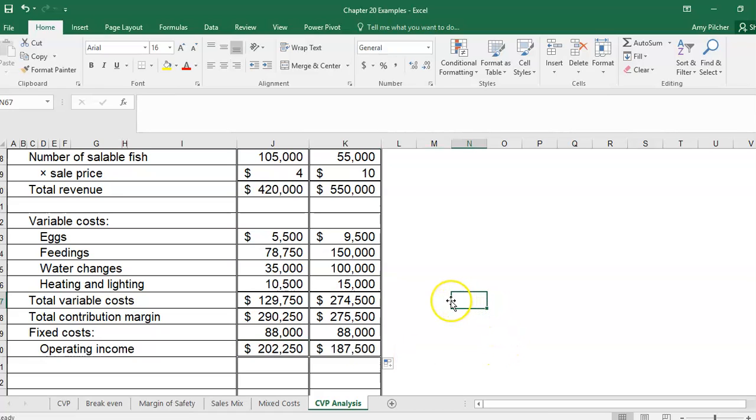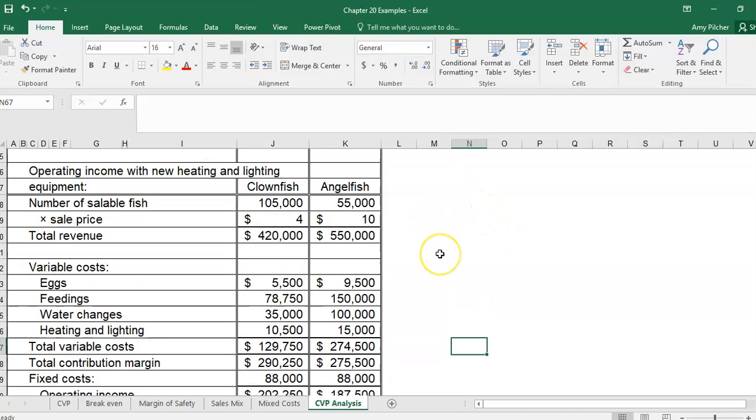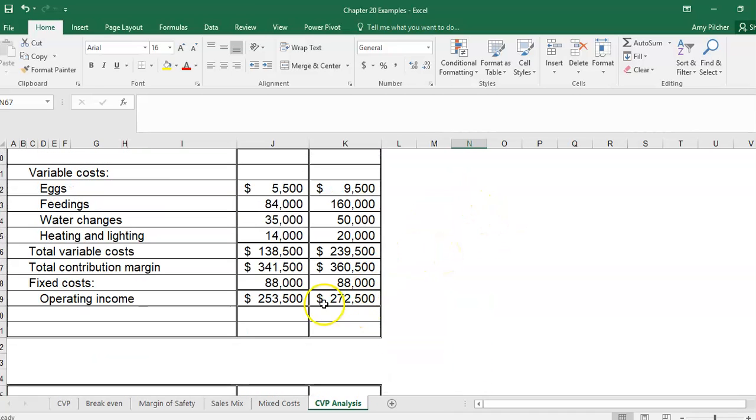Okay. So looking at these different alternatives for an $8,000 investment, we can see that we can make this $8,000 investment in the water filtration system and raise angelfish for a projected income of $272,500.